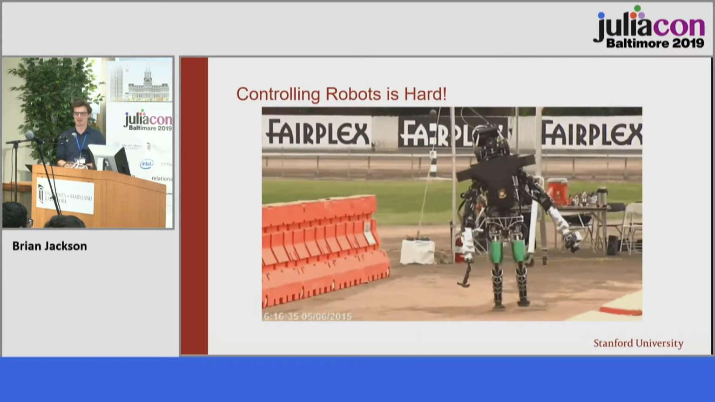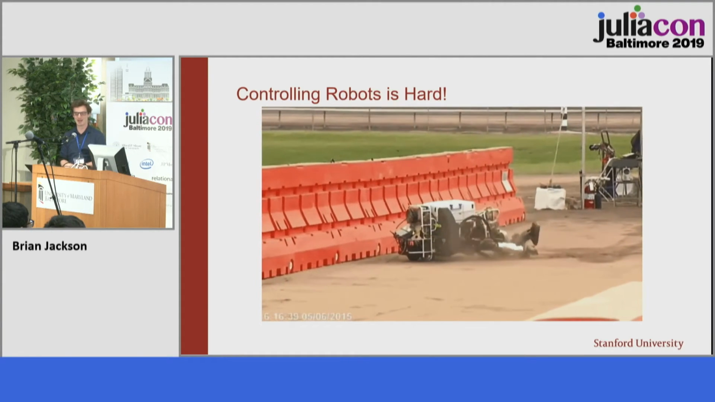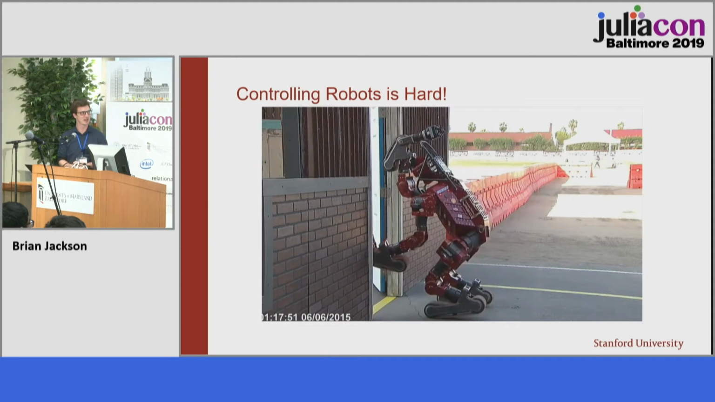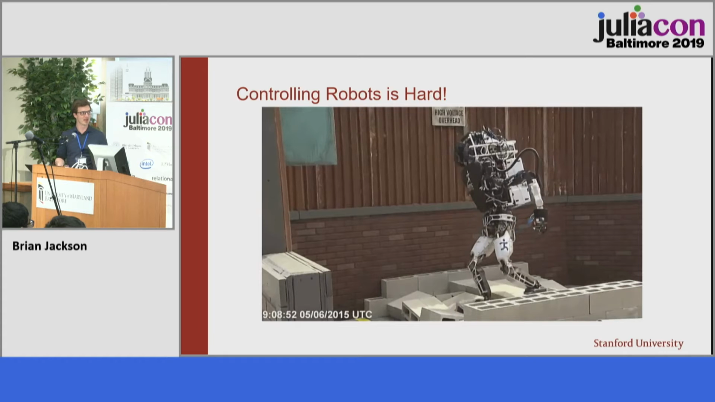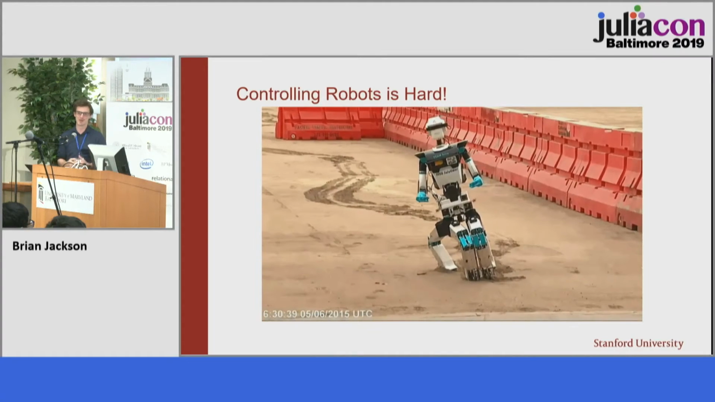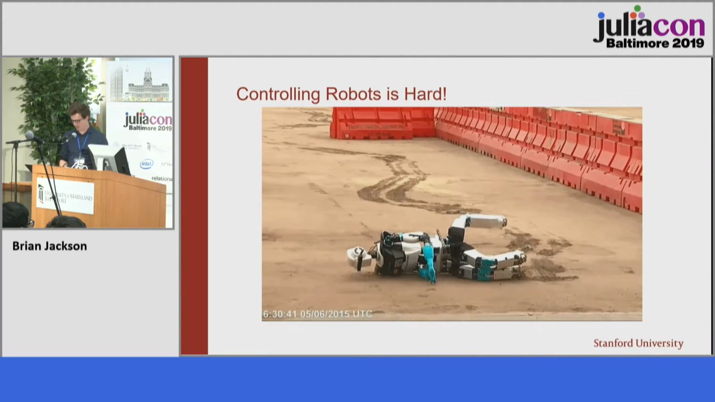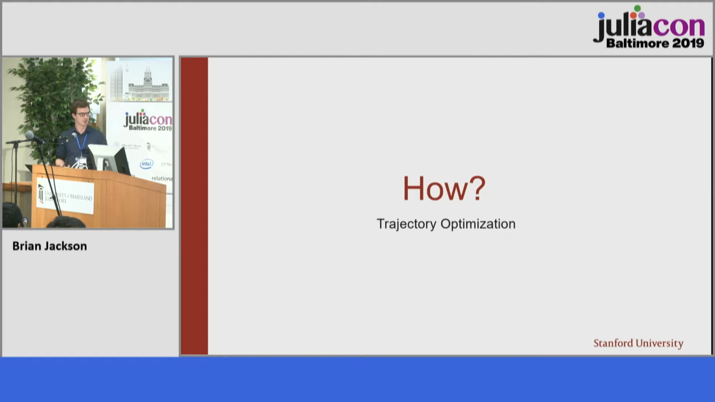This is maybe one of my favorite videos of why controlling robots is hard. This was 3 or 4 years ago at the DARPA Robotics Challenge here in the US. And these were state-of-the-art robots at the time, and they just have a really hard time doing basic locomotion tasks. So robot locomotion is still a very much open and unsolved problem. And so our goal in the Robotic Exploration Lab is to endow these more complex robotic systems with behavior that is more dynamic, agile, and intelligent. And our approach for doing so is with trajectory optimization.